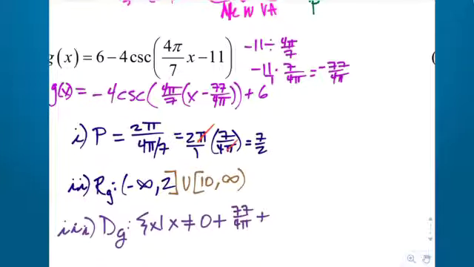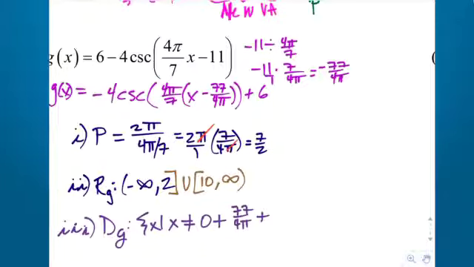How often, in terms of the period, do the vertical asymptotes of secant and cosecant occur? For tangent, it was every full period. Well, in terms of the period, is it every half period? Is it every fourth period? Is it every 3/4 period? Is it every full period? Every half period, okay? Every half period.